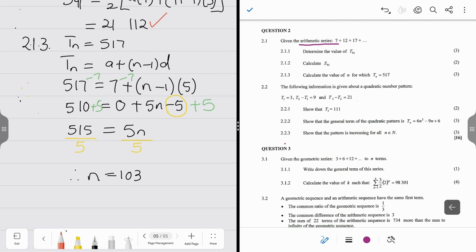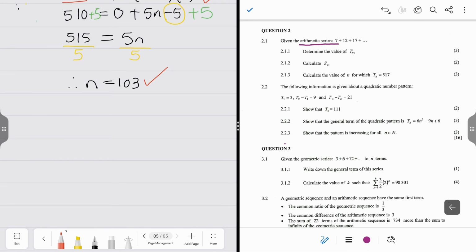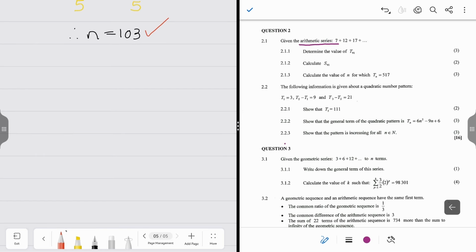Marks will be for substitution. When you substitute 517 into the equation, that's where you're going to get your mark. How many marks are we given? We have 3 marks. It is for substitution as well as for the equation. So after you substitute and show how your equation goes, as well as what your answer is, that's how they give the marks. I guess all of us can find those marks.